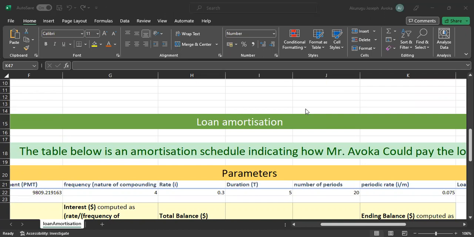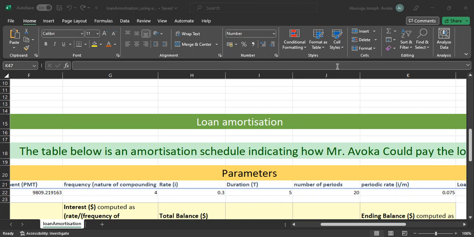Today we are looking at loan amortization. Loan amortization is a payment plan that usually outlines how a loan-rendering individual or facility would set out the payments for the borrower to be able to settle their debt.